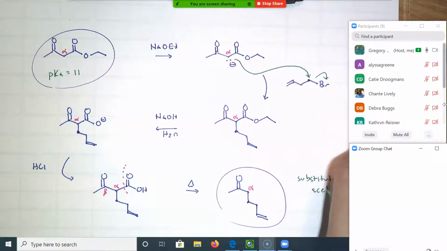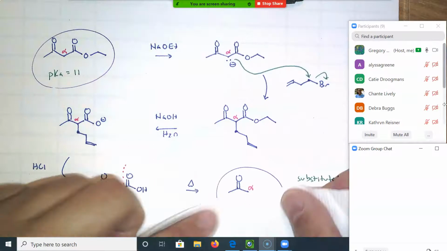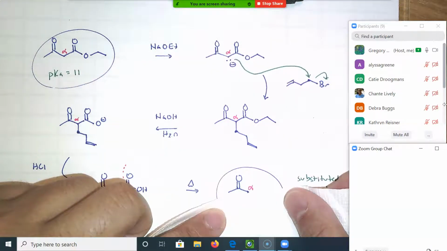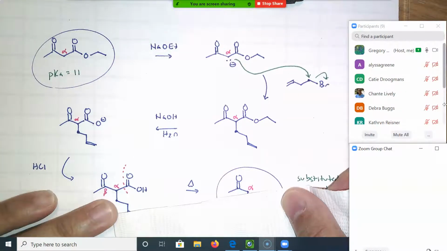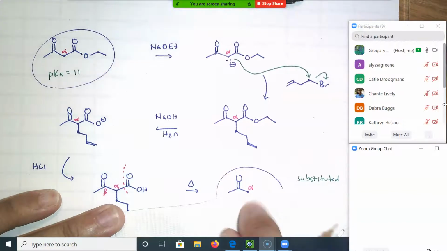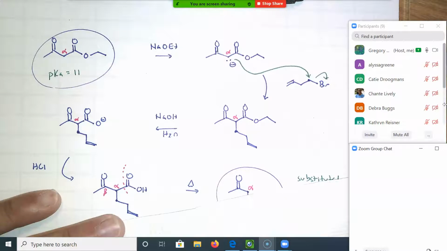This is called a substituted acetone, because that is acetone right there. Okay, and it's actually fairly easy. You might say, well, aren't there better ways? Aren't there more efficient ways to put an alkyl group on? Maybe we could start with acetone and do that.